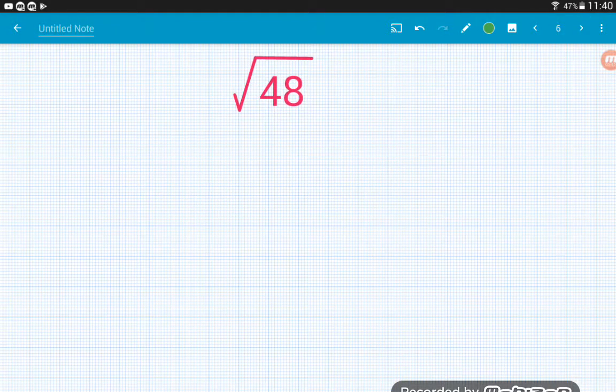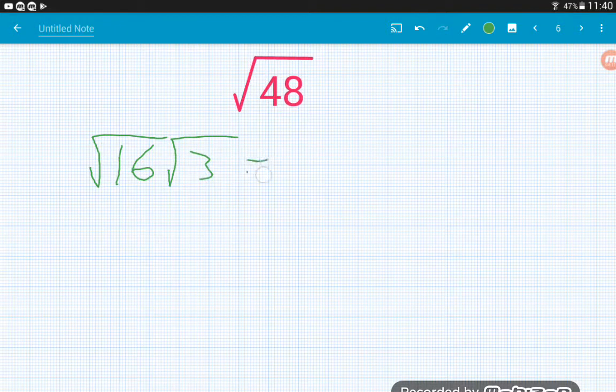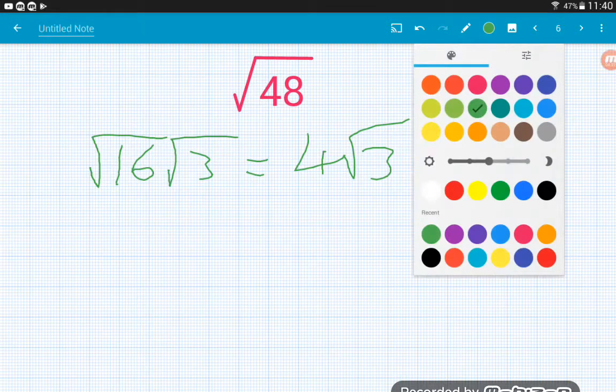Okay, root 48. So this is one that has quite a few different methods. The most direct route would be if we spot that 16 goes into 48, and it goes in 3 times, so we can write root 48 as root 16 times root 3, and then the square root of 16 is 4. So we're going to be left with 4 root 3. Let's take a peek at another method.